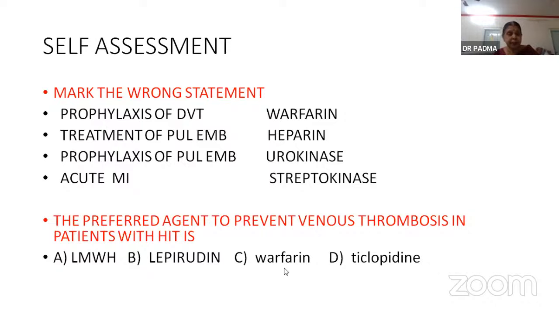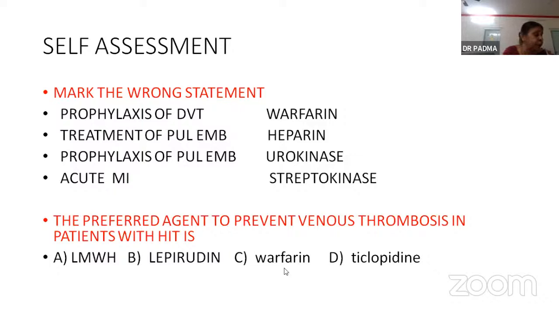Mark the wrong statement. Prophylaxis of DVT. Treatment of, I have mismatched it. You have to match it correctly. Prophylaxis of DVT, warfarin. Yes. But nowadays we can use low molecular weight heparin or oral thrombin inhibitors. Treatment of pulmonary embolism, definitely heparin.